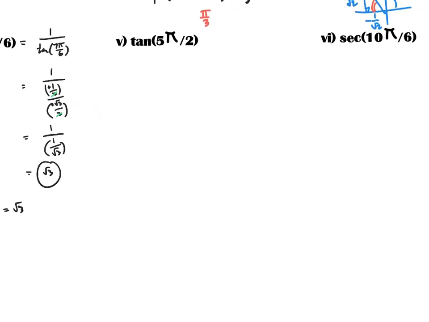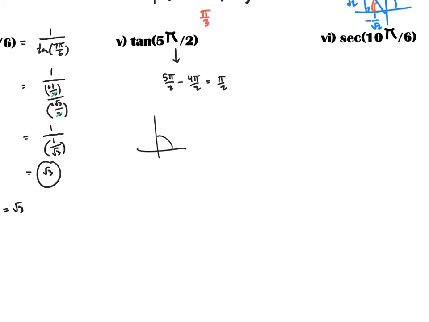Okay, a couple more here. Tangent 5 pi over 2. Well, where is 5 pi over 2? That's past 2 pi, right? So I'm going to find a coterminal angle by subtracting 2 pi to bring it back within that first revolution around the circle. Subtracting 2 pi gives me pi over 2.